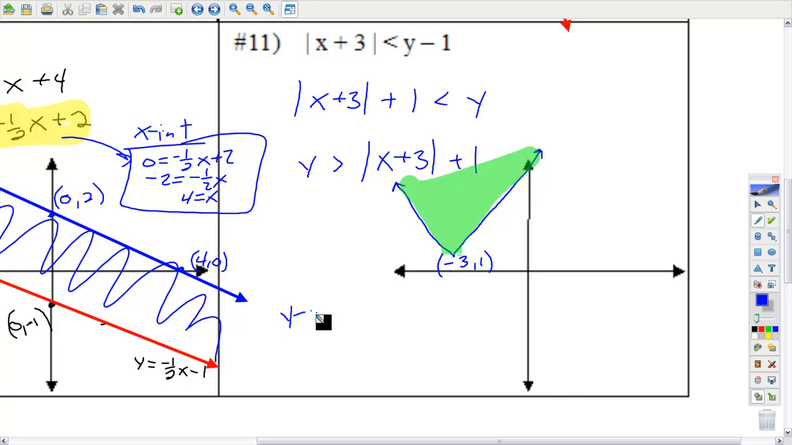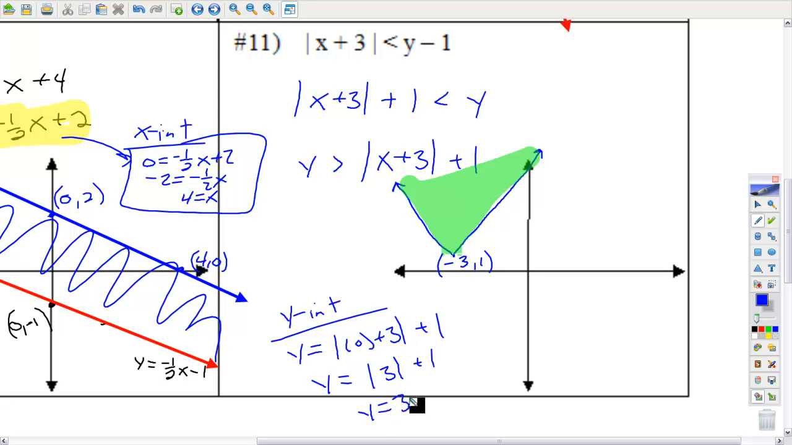To find the y-intercept, as you can see here, there is no x-intercept. Put 0 in for x into the boundary. Simplify it so y is by itself. Get a y-intercept of 4.